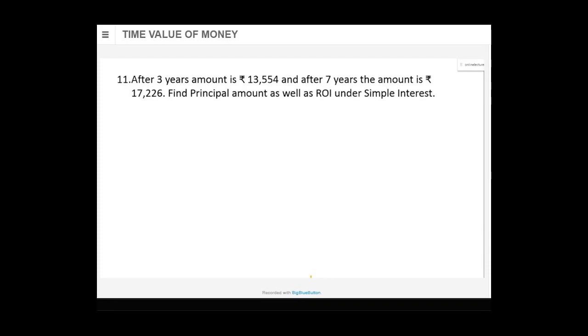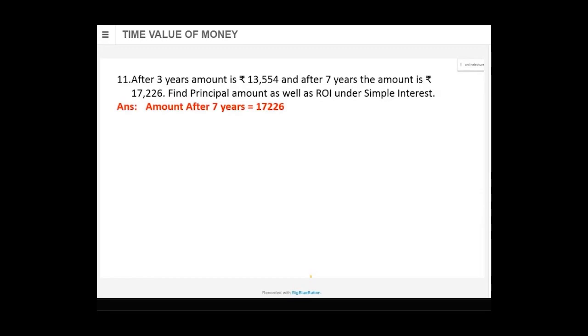After 3 years, the amount is the maturity amount, that is balance, that is accumulated amount. How much is it? 13,554. And after 7 years, the amount is 17,226. So they have given you 2 amounts, one after 3 years and one after 7 years. You have to subtract these 2 to get interest.